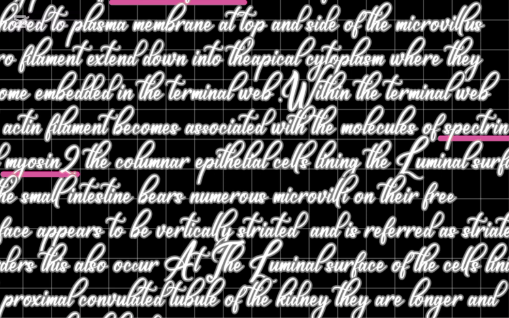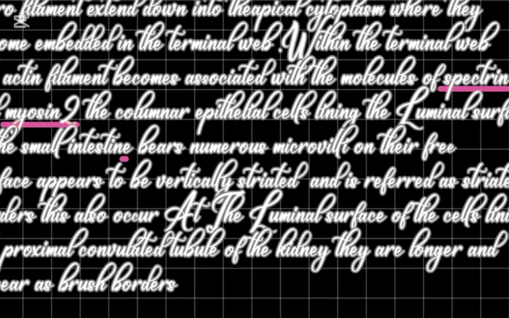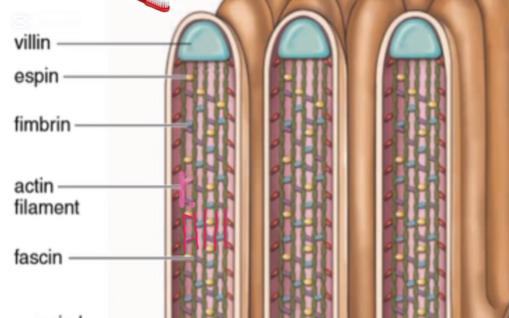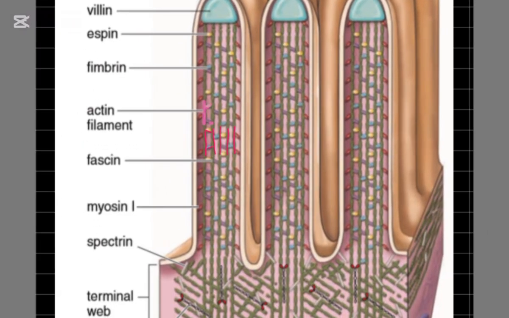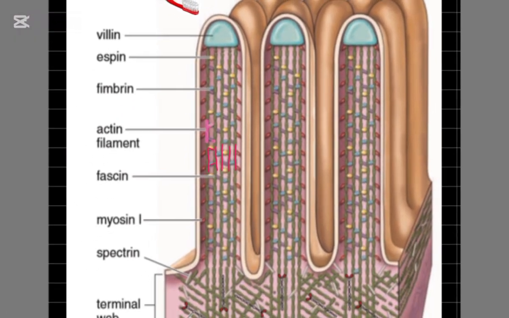The columnar epithelial cells lining the luminal surface. Okay, so this is the example of the small intestine, which bears numerous microvilli on the free surface, appearing vertically striated and is referred to as, see over here, these are vertical striations. First, let's consider what was written over here. It says that on the apical surface the microvilli extend downwards.